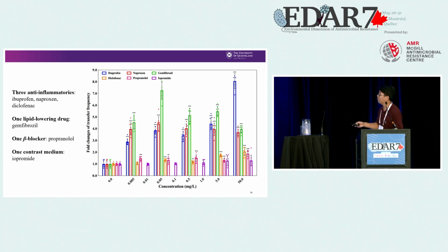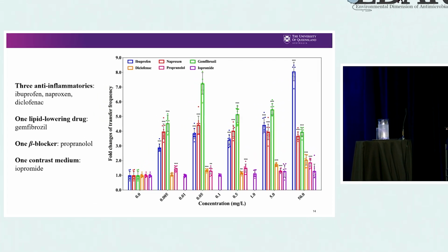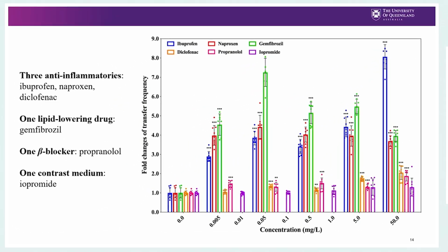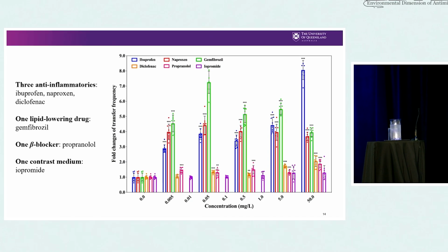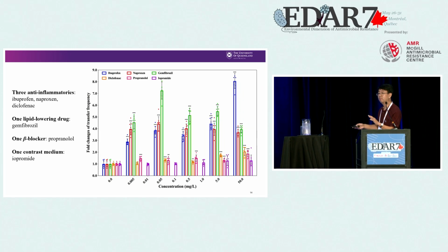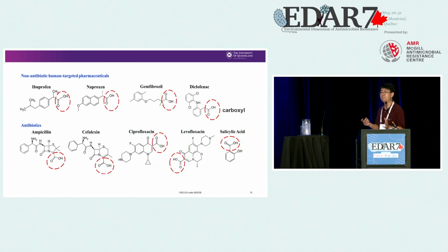So for all of these drugs, except the last one, the contrast media, it will not enhance gene transfer. But for the other 5 drugs, they do enhance the gene transfer. You can see the purple bar is the last one, but for the other 5 drugs, no matter which drug we have, they can induce gene transfer enhancement. So why is this happening?